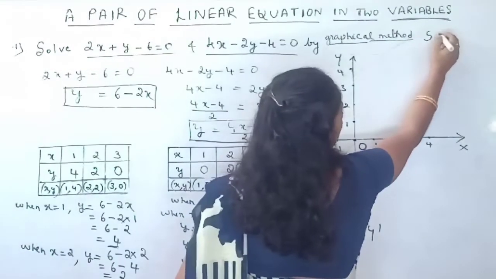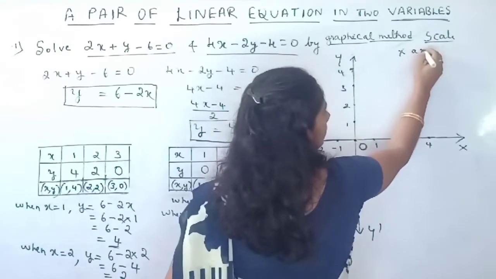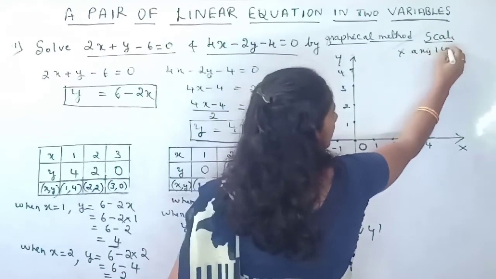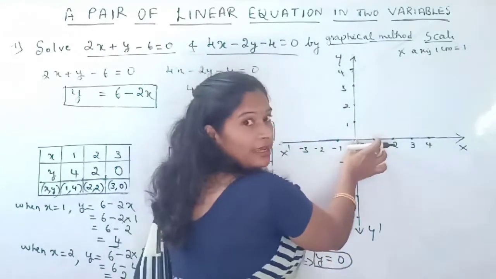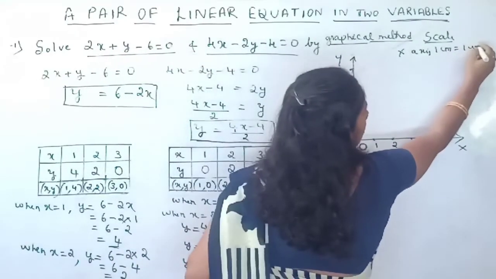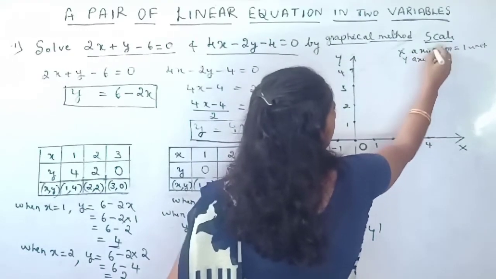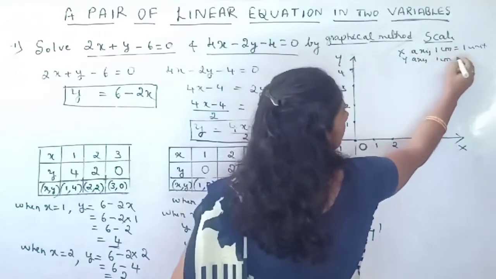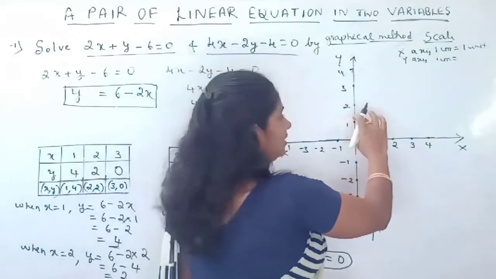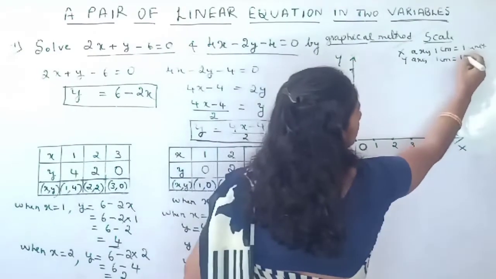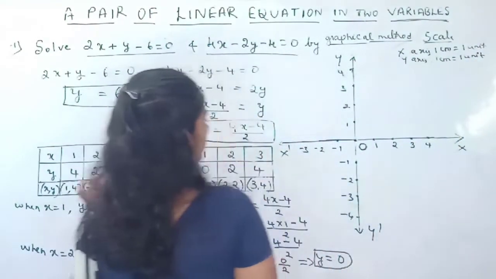Now we have to write the scale. On the x axis, 1 centimeter equals 1 unit. On the y axis also, we have taken 1 centimeter equal to 1 unit. Now we have to locate the points.